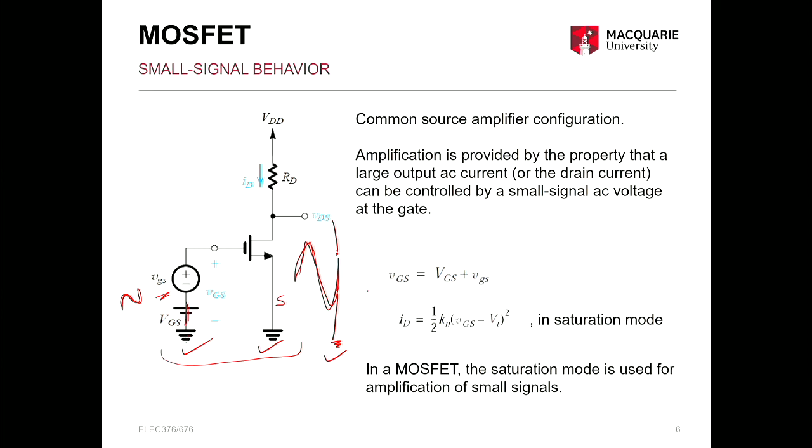So the input we give is VGS plus the small vgs. This is the DC part, and that's the AC part. So why do we need the DC part? You need to bias it first, right? So just giving AC is not going to make the amplifier work.